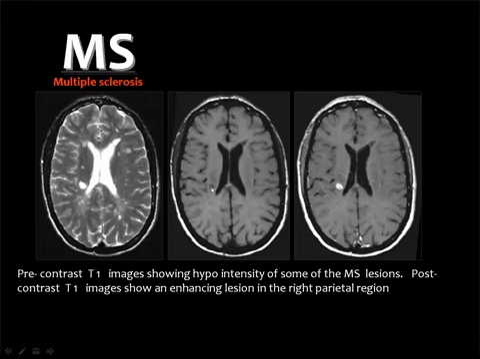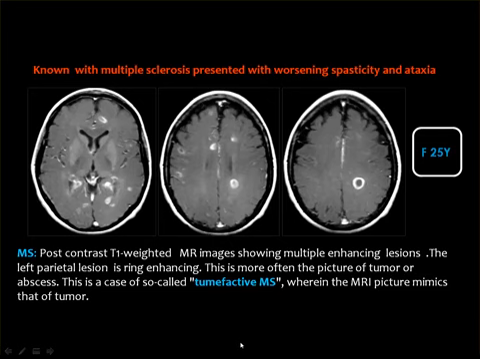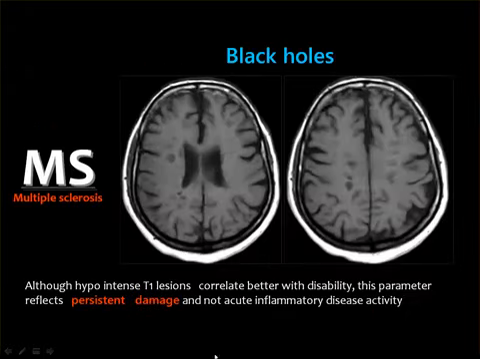Some of them only show low signal intensity. But if the lesion is enhanced with contrast, then you assume that this lesion is active. And here you see many active lesions in the brain parenchyma. And some of them are a little bit larger, and they may be referred to as tumefactive MS.